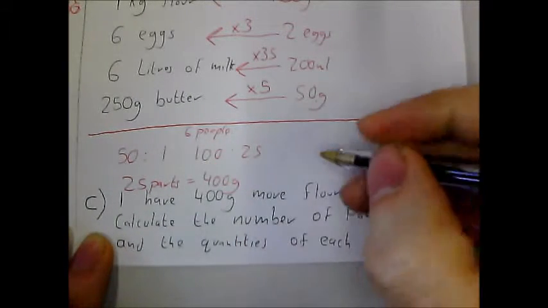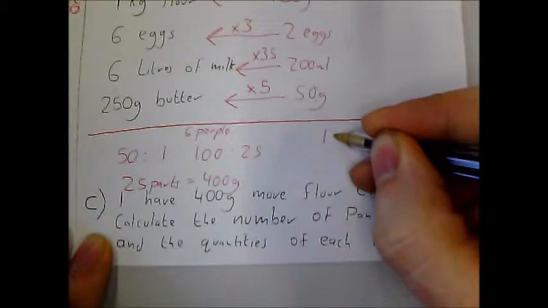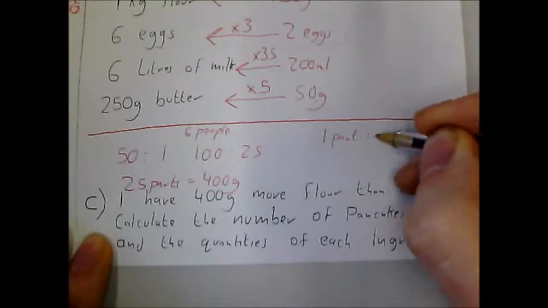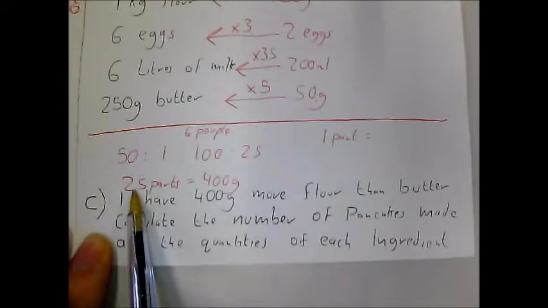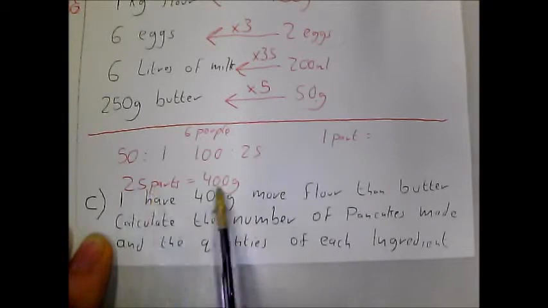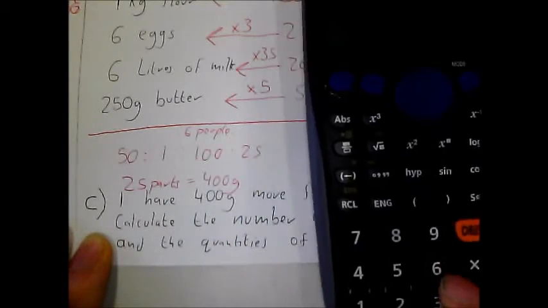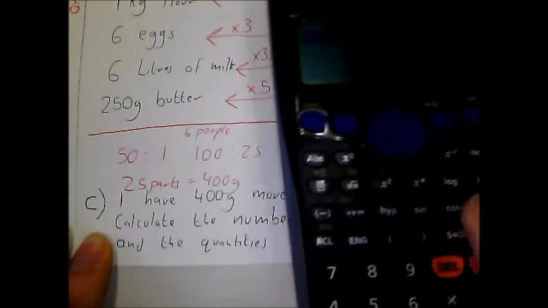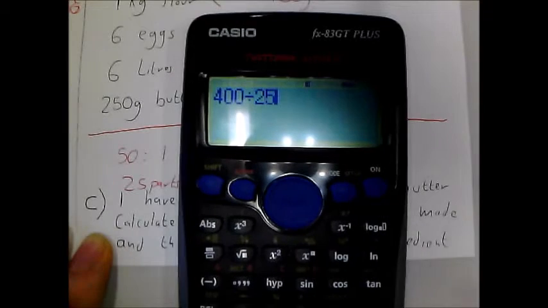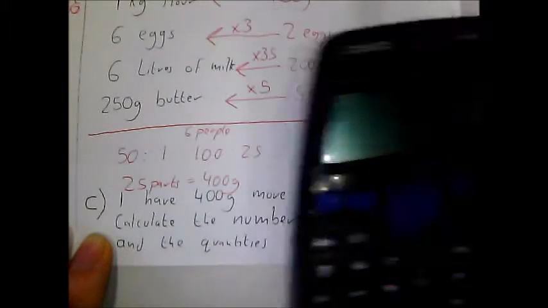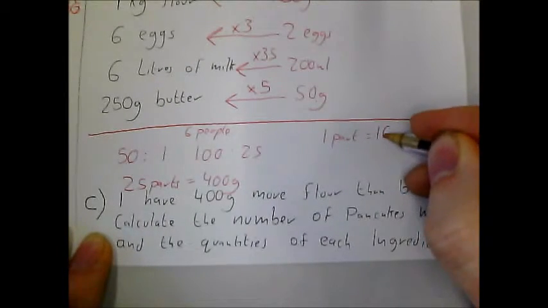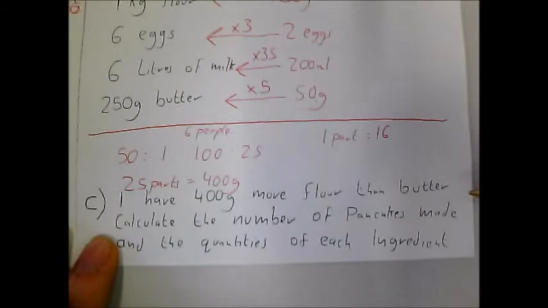So I now need to know what 1 part is. So if 25 parts is 400, if I divide both sides by 25, that'll tell me what 1 part is. So I'm going to just quickly do that. So 400 divided by 25. Okay, that gives me 16. So each part is worth 16 pieces.